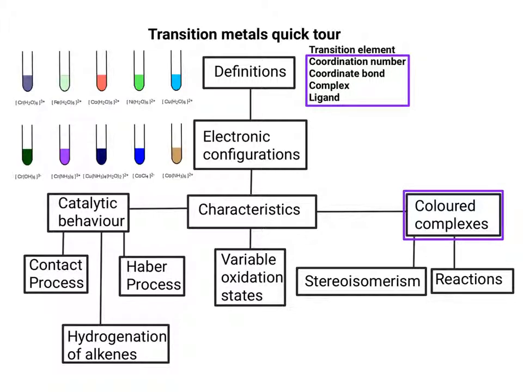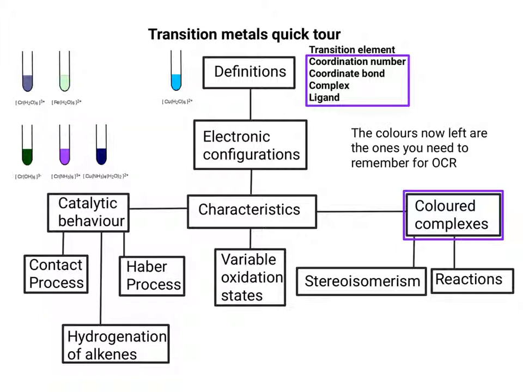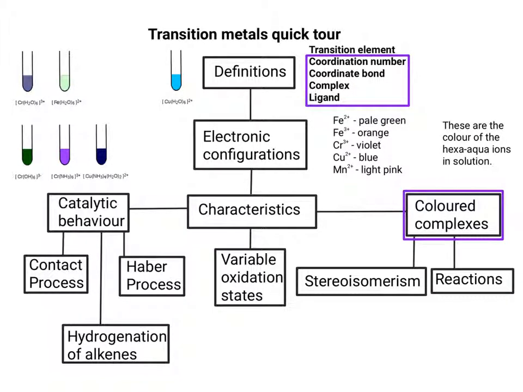So these are some of the common colours of the solutions of the ions. These are all ions where they have a central metal ion and 6 ligands around it. So the colours now remaining are the ones you need to remember for OCR. So let's just summarise them. You've got Fe2+ pale green, Fe3+ orange, chromium 3+ violet, Cu2+ blue, and Mn2+ light pink. These are the colours of the hexaaqua ions in solution.